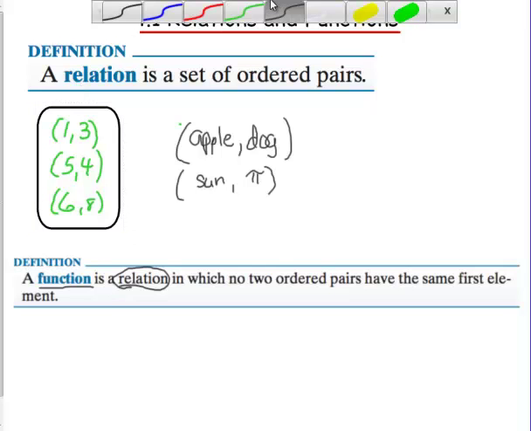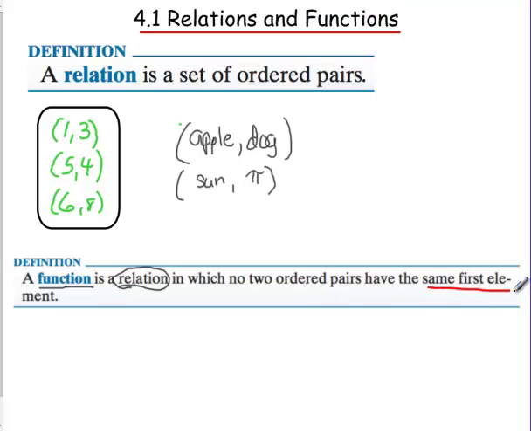would that be a function? No two ordered pairs have the first element the same. So the first element here is a 1, a 5, and a 6. So this is a relation, and it's also a function. Look at this one. Apple, sun. They're not the same. So this is also a relation, and it's also a function.